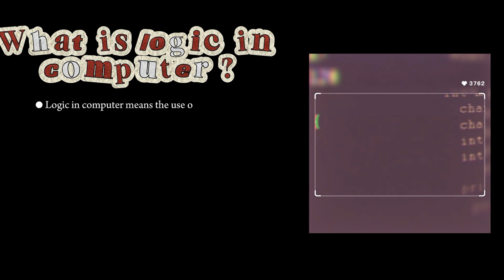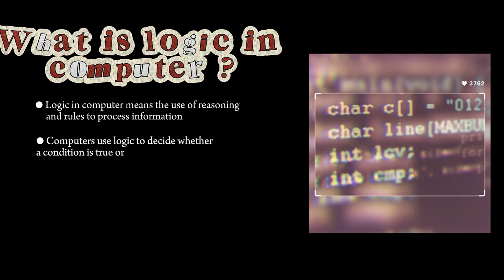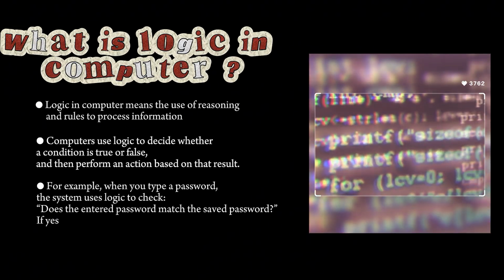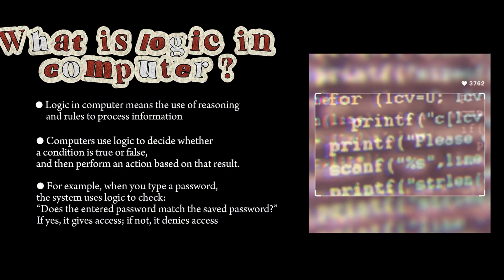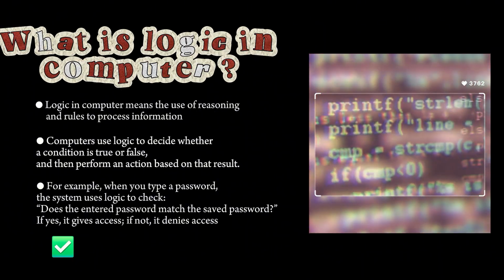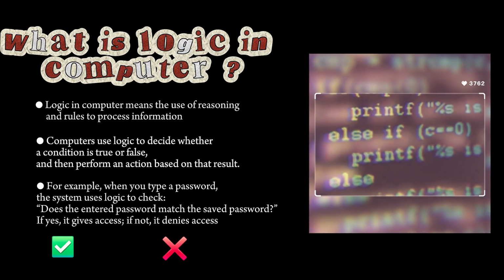Logic in computers means the use of reasoning and rules to process information. Computers use logic to decide whether a condition is true or false, and then perform an action based on that result. For example, when you type a password, the system uses logic to check: does the entered password match the saved password? If yes, it gives access. If not, it denies access. That's a simple but perfect example of logic working inside computers.